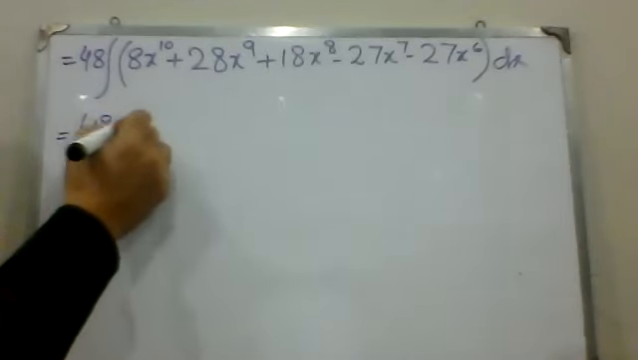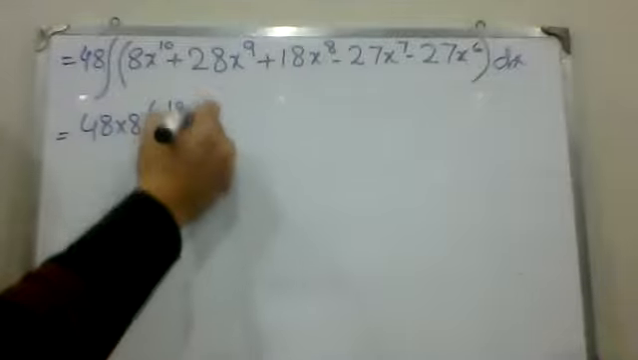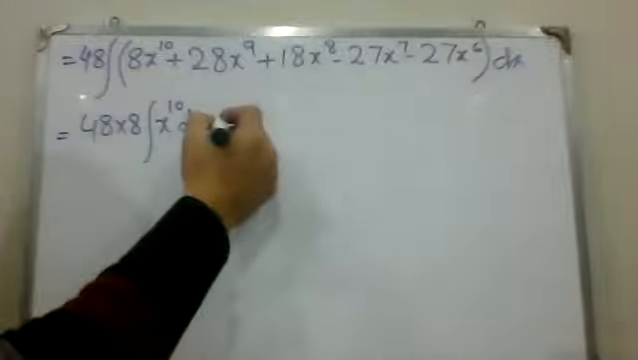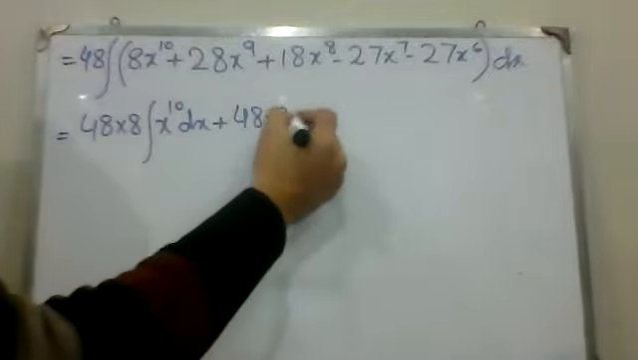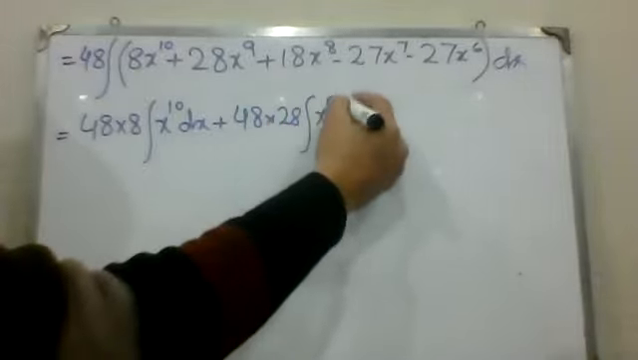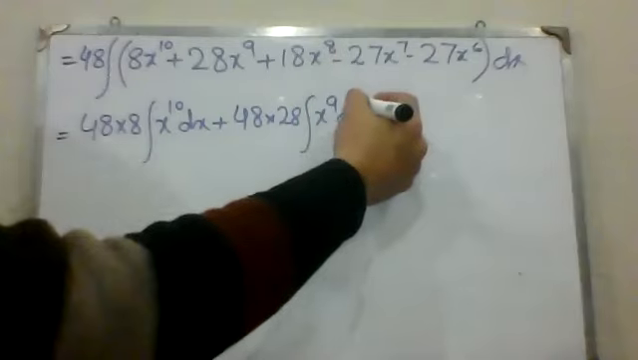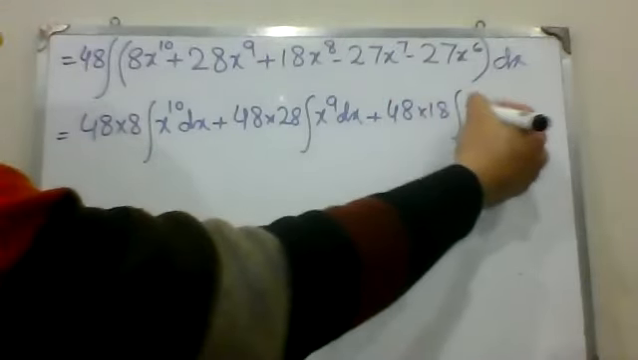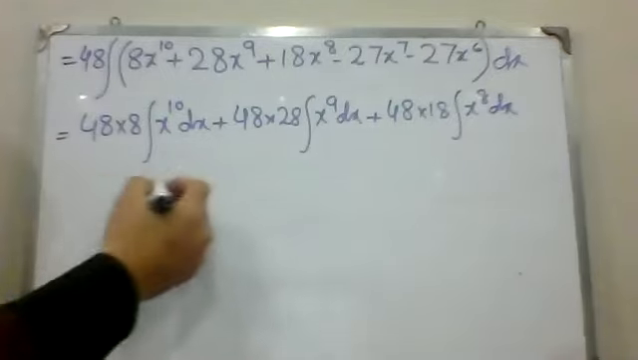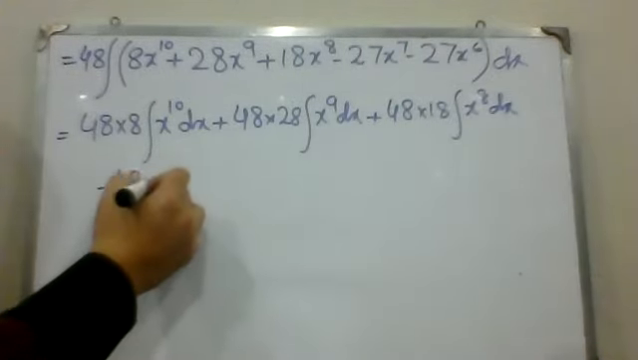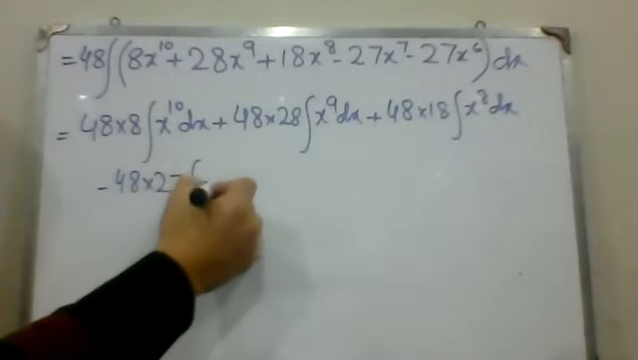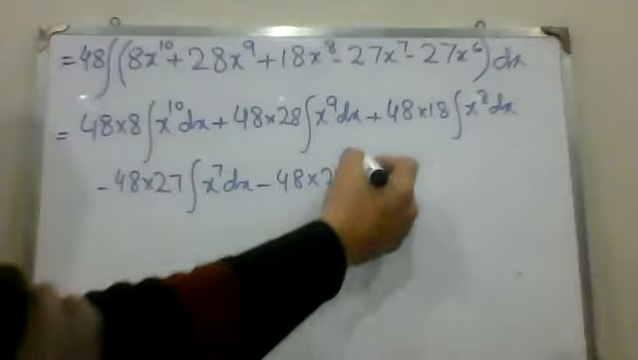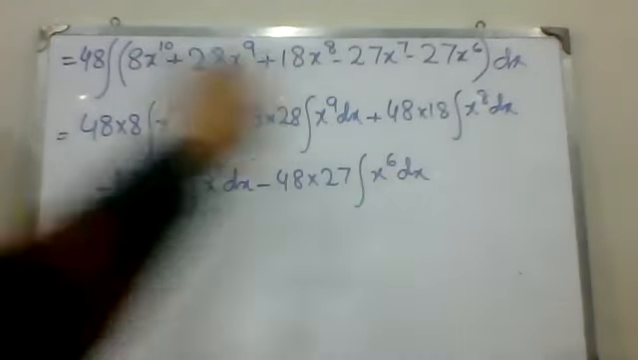48 multiply by 8 x to the power 10 dx. Integrate separately each term. 48 multiply by 8. Okay, fine. So now plus 48 multiply by 28 x to the power 9 dx. Plus next term is 48 multiply by 18 x to the power 8 dx. Minus 48 multiply by 27 x to the power 7 dx, minus 48 multiply by 27 integral x to the power 6 dx. Okay.